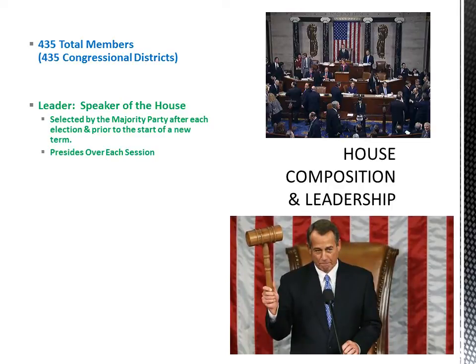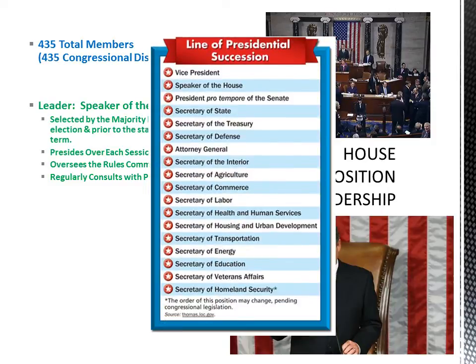Ohio Republican John Boehner is the current Speaker of the House of Representatives and has held that post since January of 2011. He's responsible for overseeing the very important Rules Committee and regularly consulting with the President on the flow of legislation. According to the Constitution's 25th Amendment, the Speaker of the House is also second in line to succeed to the presidency, just behind the Vice President, in the event of an emergency.